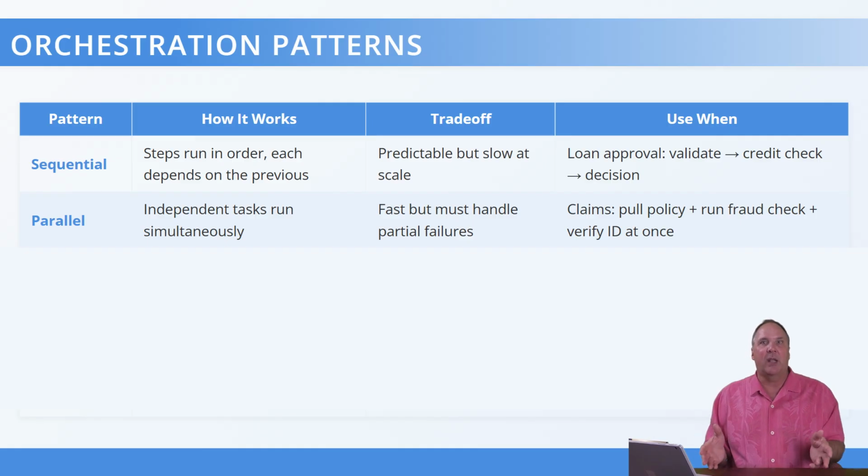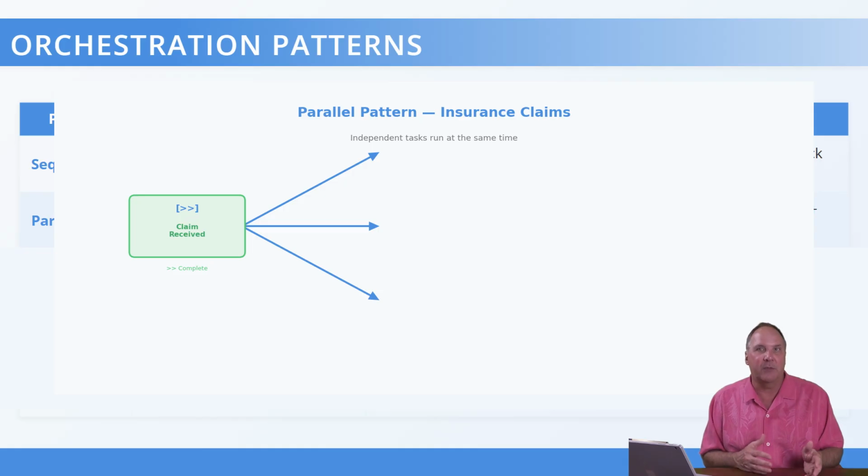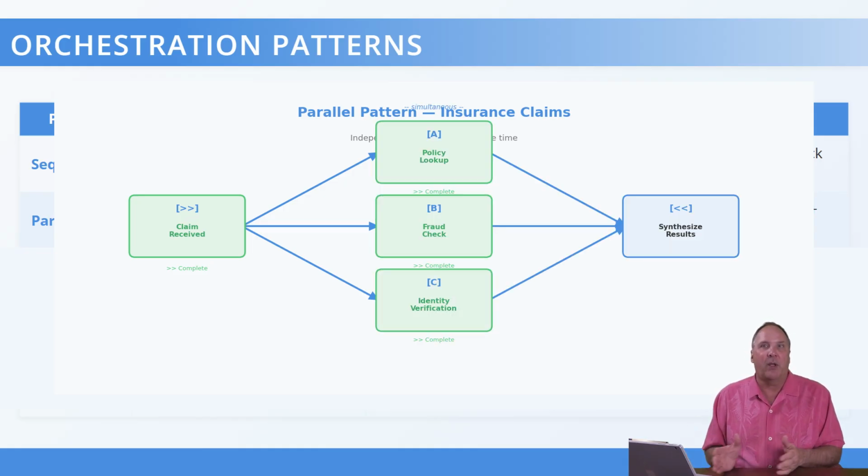Pattern 2, parallel: independent tasks run at the same time. Think of insurance claims. When a claim comes in, you don't need to wait for the policy lookup to finish before you start the fraud check. You don't need the fraud check to finish before you verify identity. You can run all 3 in parallel. Once all are complete, then you can synthesize the results.